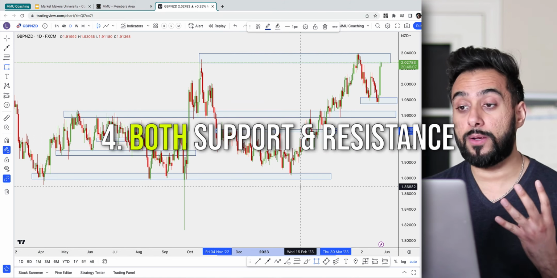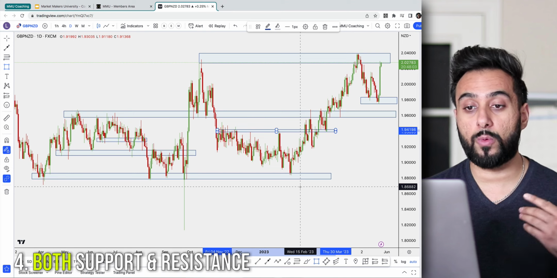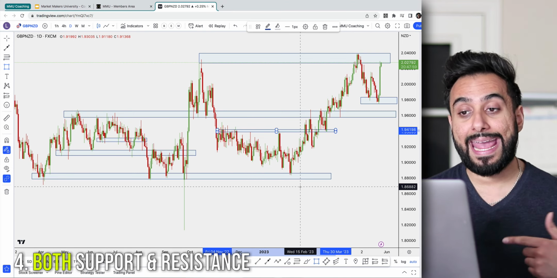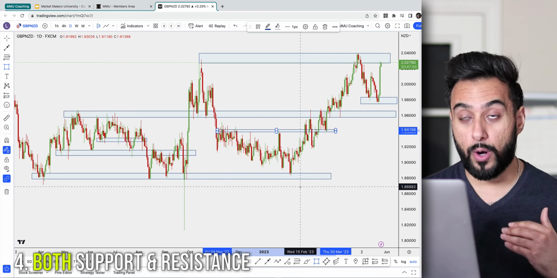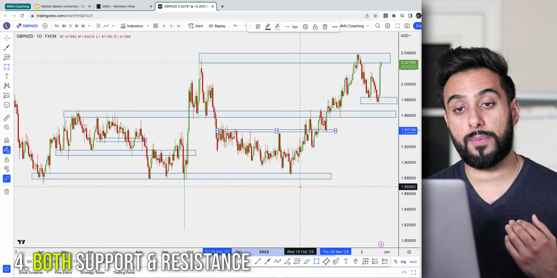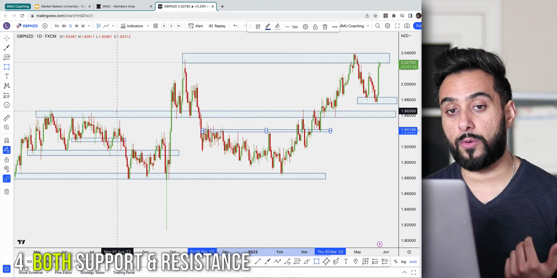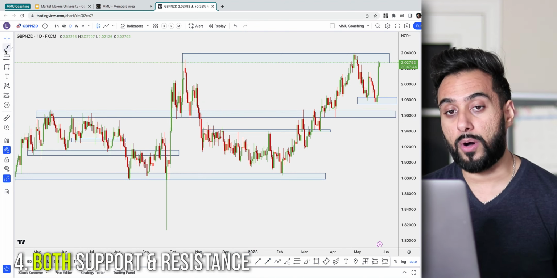Now, the fourth criteria in identifying proper support and resistance areas is finding areas where the price has reacted as both support and resistance, or in other words, where price action has reacted from both sides, from the top and from the bottom. Since we're on GBP NZD already, might as well give you that example right here as well. So notice this middle zone over here, it reacted on both sides.